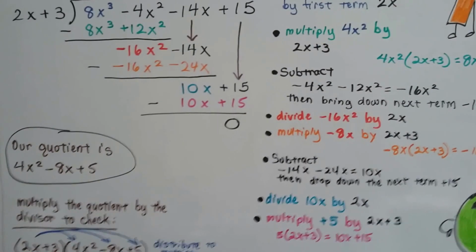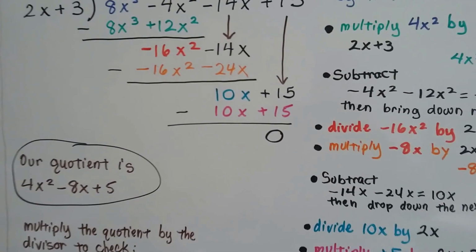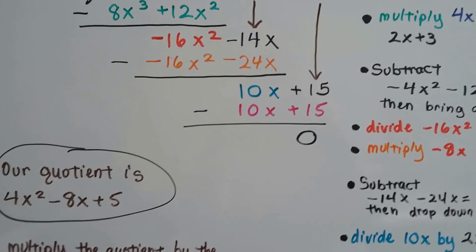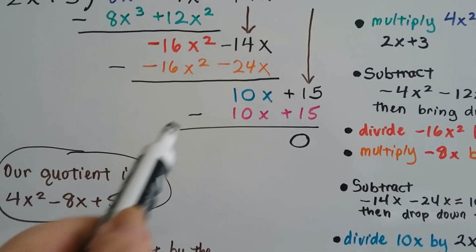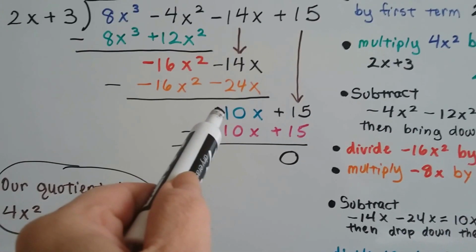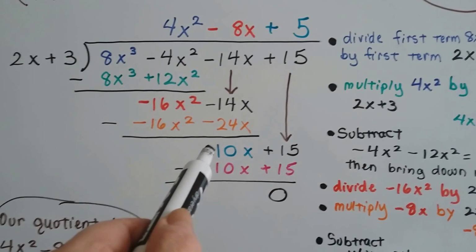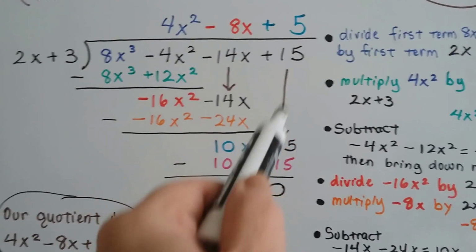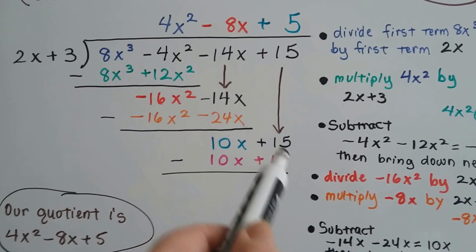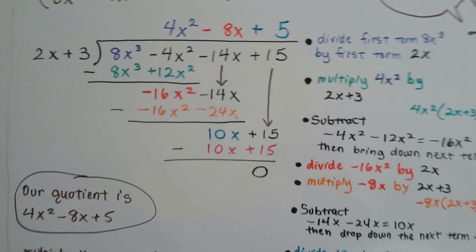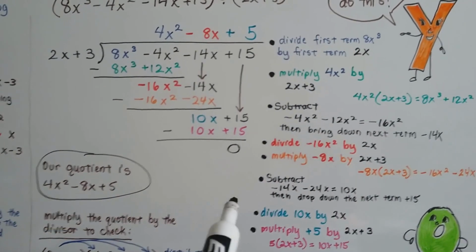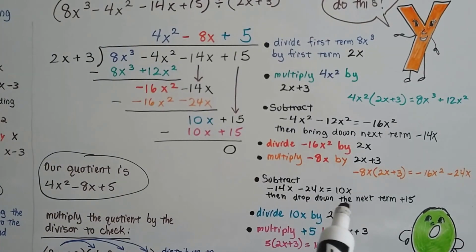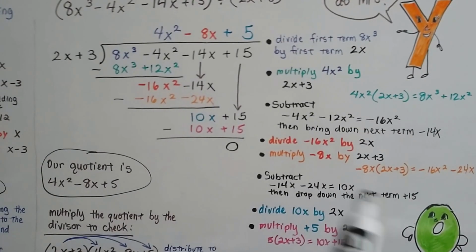Now we have to subtract, and remember, we got to add the opposite, okay? So if we're subtracting a negative 24, we're going to add a positive 24. That's going to bring us back up to a positive 10, okay? Let me move up so you can see the quotient. So now we've got a positive 10, and it's time to drop this plus 15 down, okay? Let me back up so you can see. So we subtracted, and we dropped down the plus 15, okay?